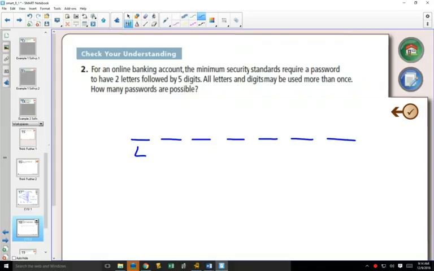But you need to have, this is letter, this is letter, this is a number, this is a number, this is a number, this is a number, this is a number. So we need some sort of way of communicating what we're doing. These are our decisions. Once we get to decision number 1, which is a letter, how many choices do we have? 26. Second one? 26. How many numbers? 10, because it could include 0.